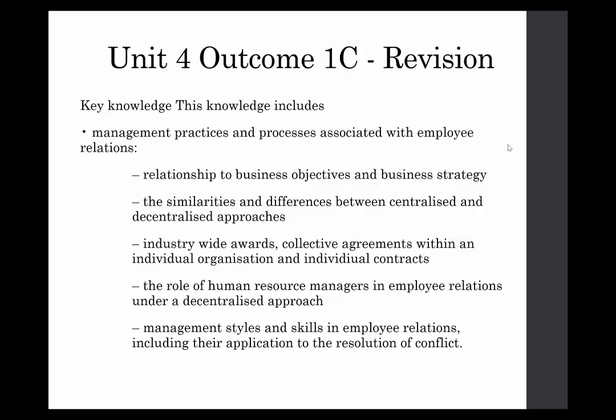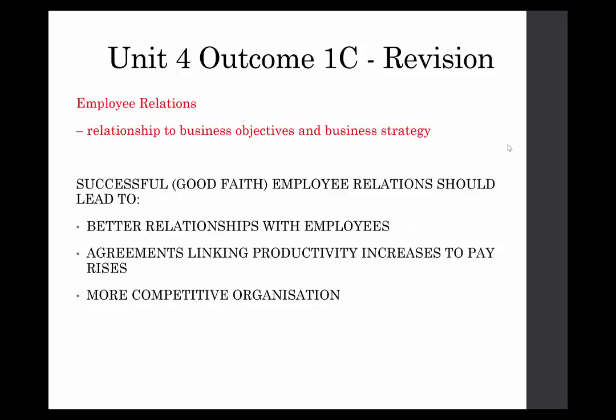Now, what we need to know here are the dot points in terms of relating to business strategy, similarities and differences. And I've got all the dot points lined up as per usual, so we'll get straight into them. Now, the first thing to note about employee relations is the relationship to business objectives and business strategy. And the easiest way to look at this is if you have good employee relations or if you have poor employee relations, what is the outcome on these business objectives and strategy?